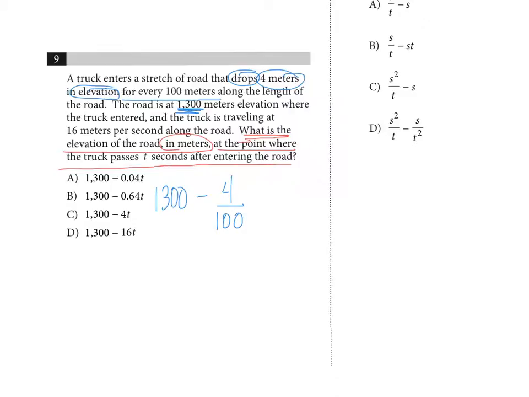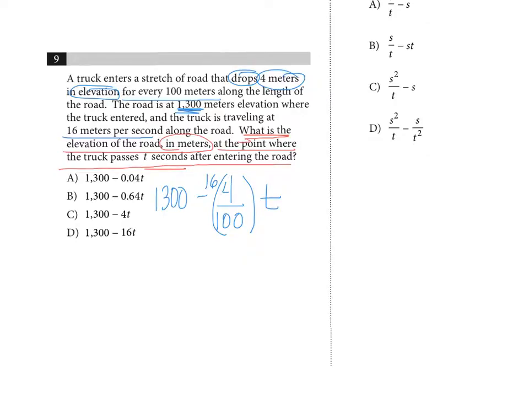Okay, the road. And then it says the truck is traveling at 16 meters per second. Okay, so then this is how many meters per second. So here it's time, and this is a rate, because this is a rate, times 16. So it's 16 times the rate, and this is times time. And time, we're talking about time being in seconds. And see here, it's given in seconds. So T is in seconds.